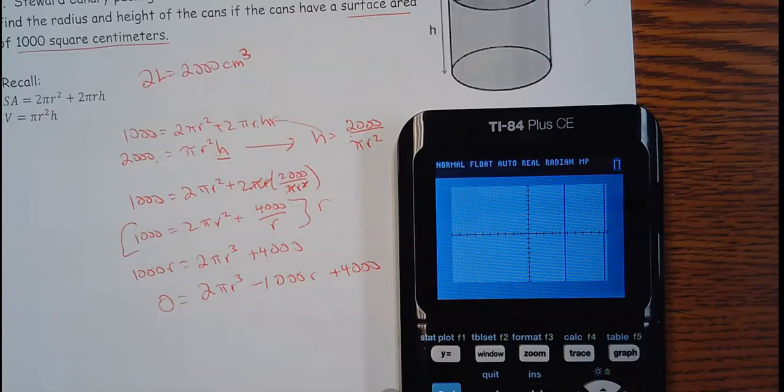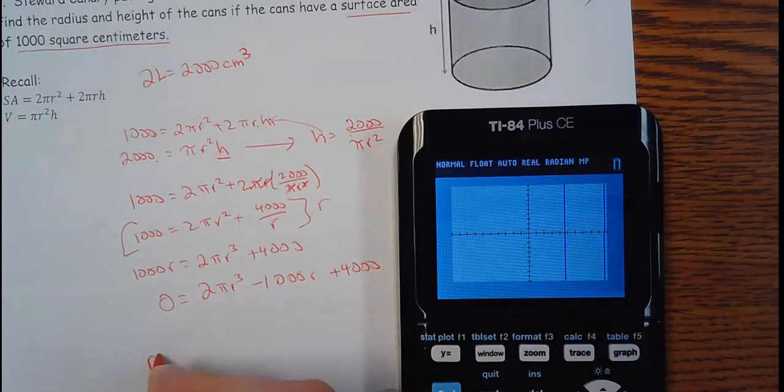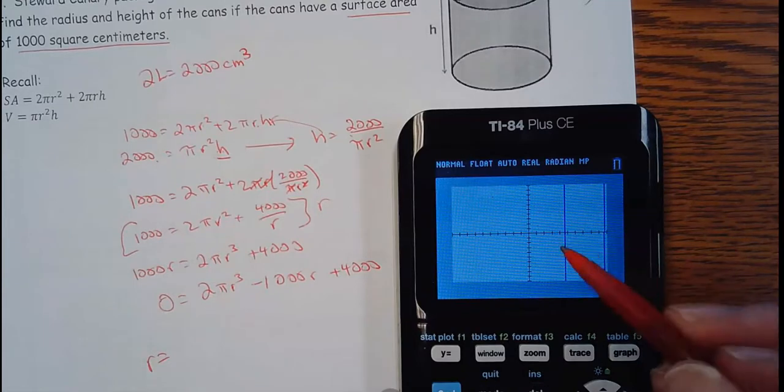Okay, it looks like it has 2 zeros, and they're both positive. We're solving for r here. We're looking for what r equals. As long as r is positive, it's a reasonable answer. So it looks like there are 2 different radii that this could be.